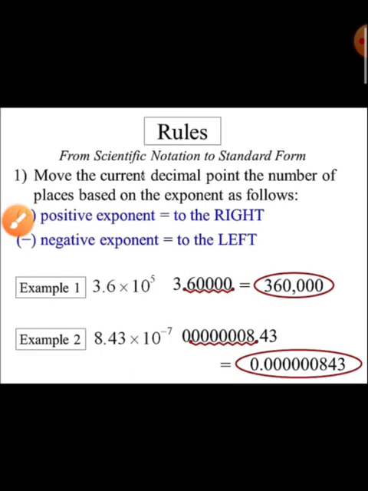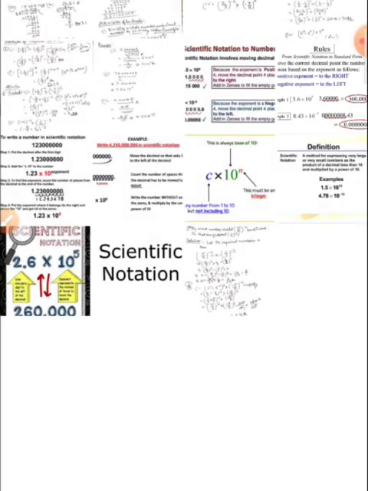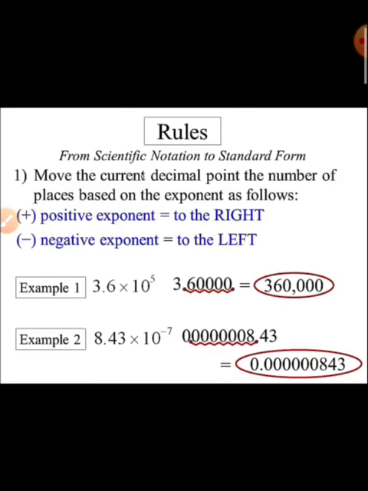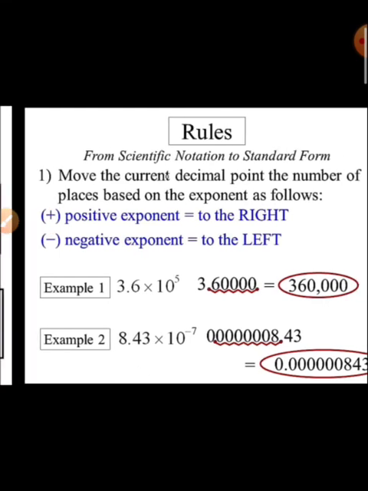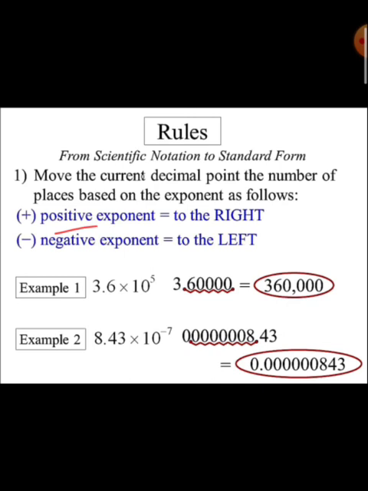Now how can we write any scientific notation in standard form? Here are the two rules. Move the current decimal point by the number of places based on the exponent. If the decimal moves to the right side, then the exponent will be positive, and when the decimal moves to the left side, then the exponent will be negative.